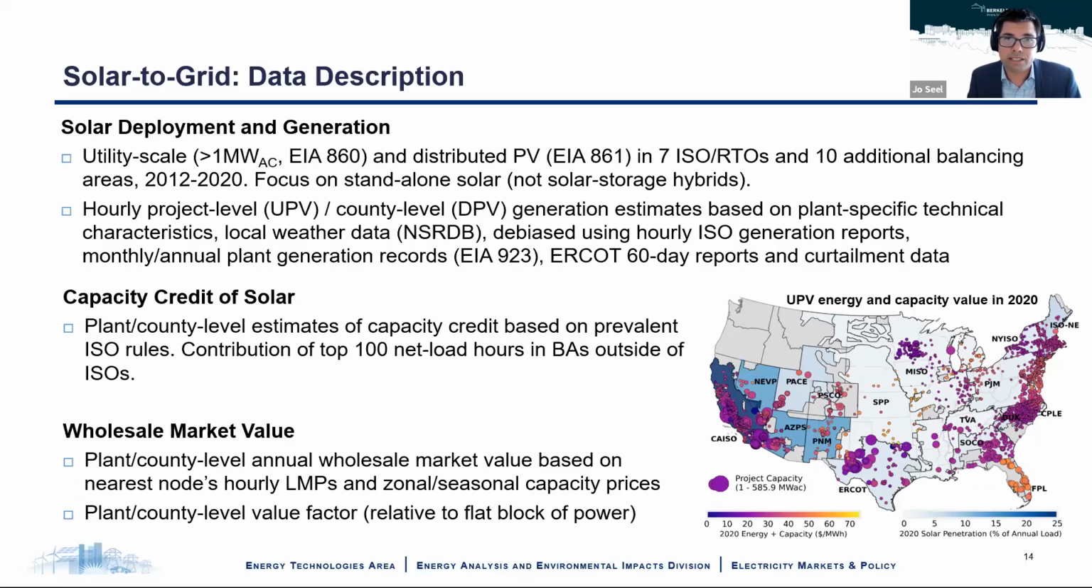For the region of Texas or ERCOT, we were also able to use empirical hourly reports, the 60-day reports, which we could use to see what the generation was and also infer curtailment rates.